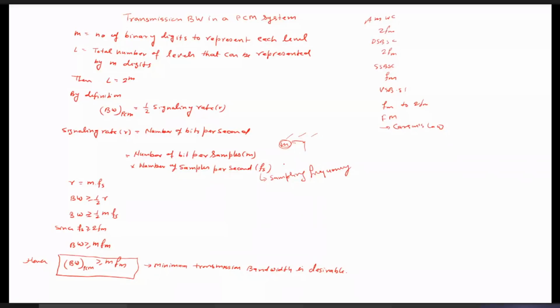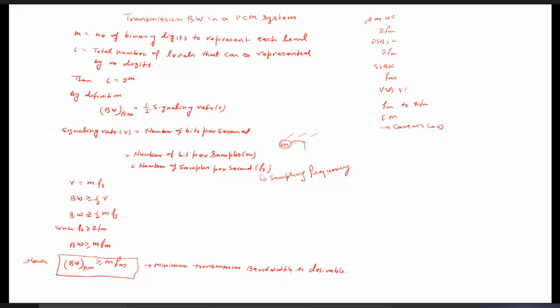Fs is nothing but the sampling frequency. So R, we can write it as M into Fs, because R is nothing but M into Fs. Hence, the bandwidth of the PCM should be slightly greater than the minimum value of this bandwidth. Although the minimum value is desirable, slightly more bandwidth is acceptable. So the bandwidth is greater than or equal to half of R.